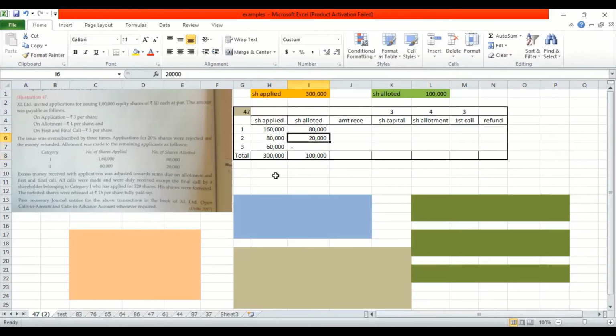This is how you make your table. Now, once this is done, we have to find out if someone has applied for 160,000 shares, what is the amount he will pay? 160,000 into 3. This is what he is going to pay. Same thing with others also, right? So this is how they will also make the payment. 80,000 into 3. 60,000 into 3, and this is what your total would be.